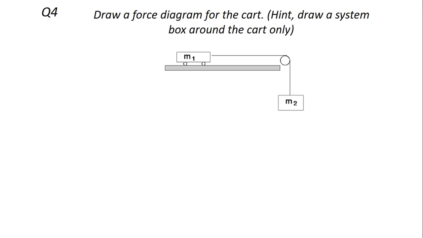I want you to draw a force diagram for the cart. So the hint is just draw your system box, choose your system to be just that cart. Okay, and pause to work your way through that, and I'll go through answer number 1 now.